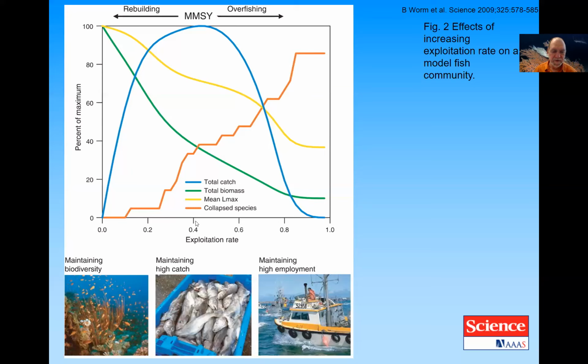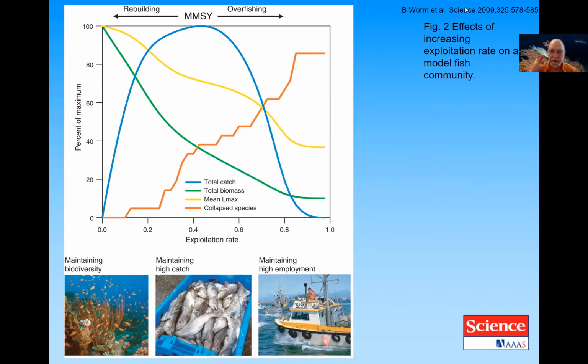And what this is measuring, unfortunately, are collapsed species. And these are species where the population has dropped below the point where any kind of a yield can be obtained. What is the advantage? What is the motivation for trying to keep fishing in this region? Well, it's maintaining biodiversity, maintaining the health of marine ecosystems, maintaining the high catch, maintaining high employment. These are all measures of what happens.